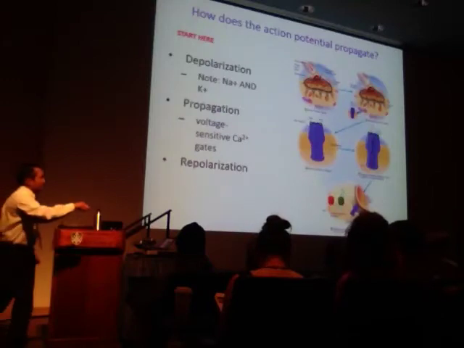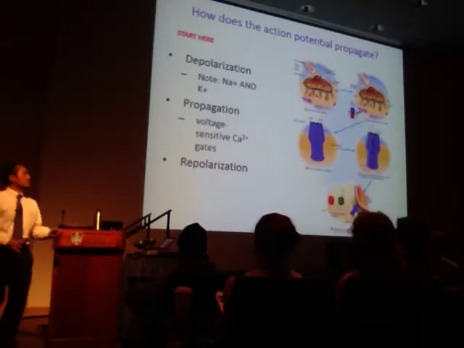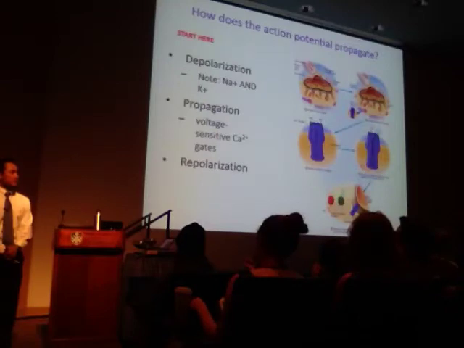What are some names for this region right here? What's that? The postsynaptic side, or the muscle. What else?